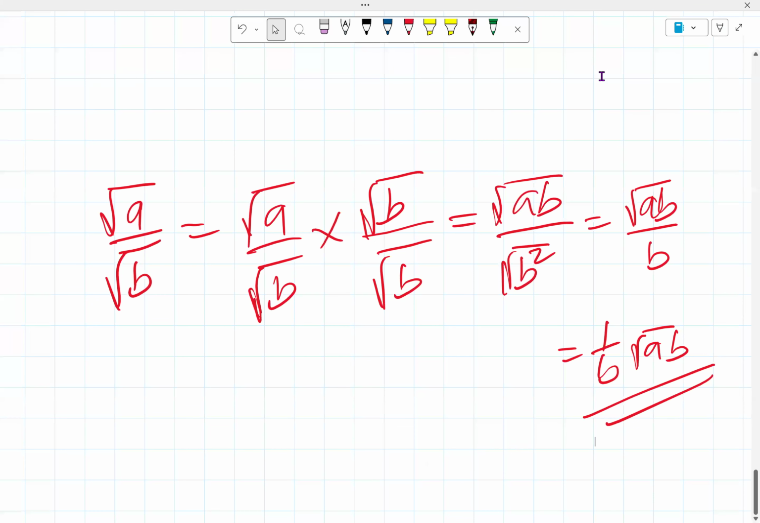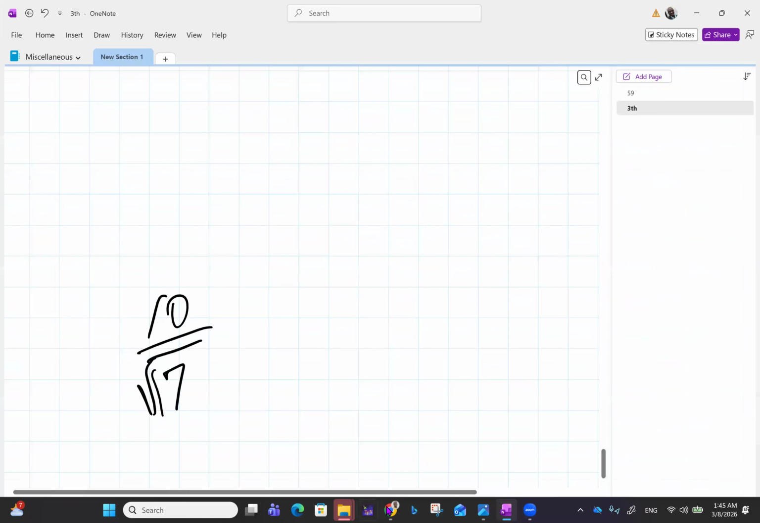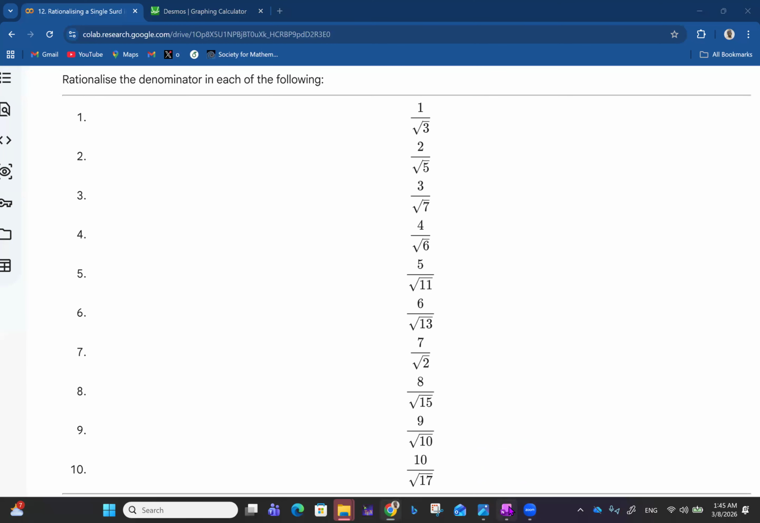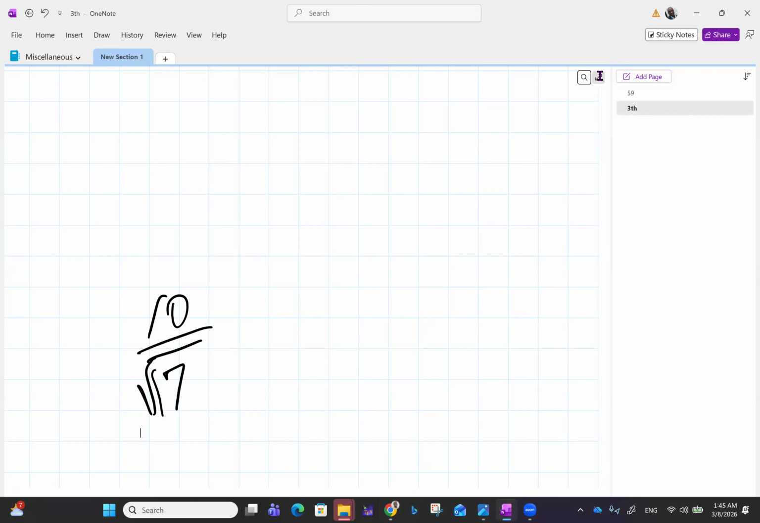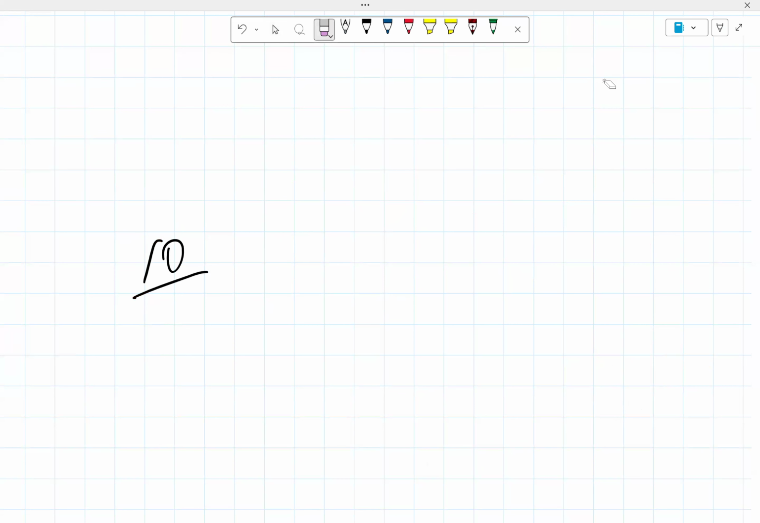10 over root 7. Is it 7 or 17? I think it's 17. 10 over root 17. Yeah, that's 10 over root 17. So that's the same thing as 10 over root 17.